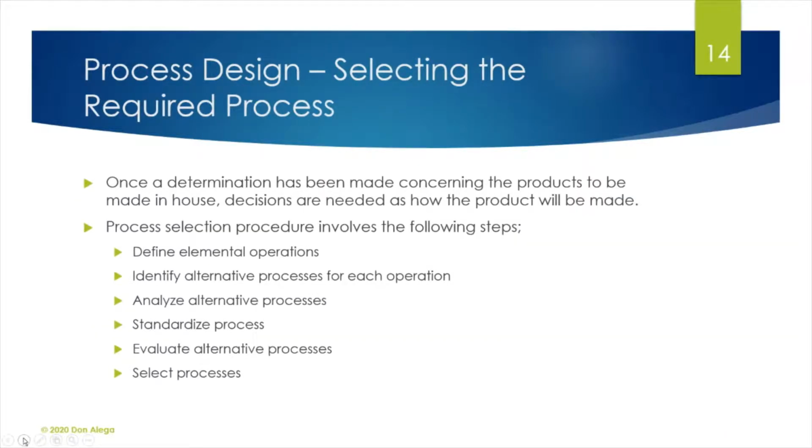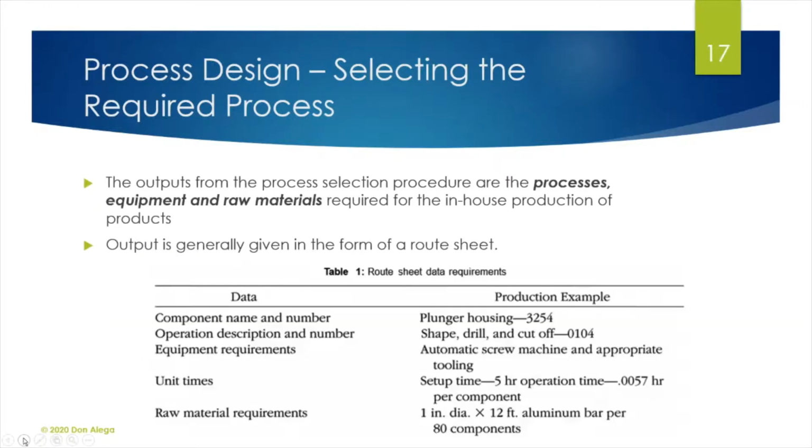So next, after the identification ng process, we need to select the required process. Kumbaga, the question is how the products will be made, 'di ba? Kung sinasabi natin sa process design how the product is to be produced, dito naman sa selecting the required process, how the products will be made. So, we have the route sheet. So sa route sheet, ang ano natin dito is the output of process selection identifies processes, equipment, and raw materials.